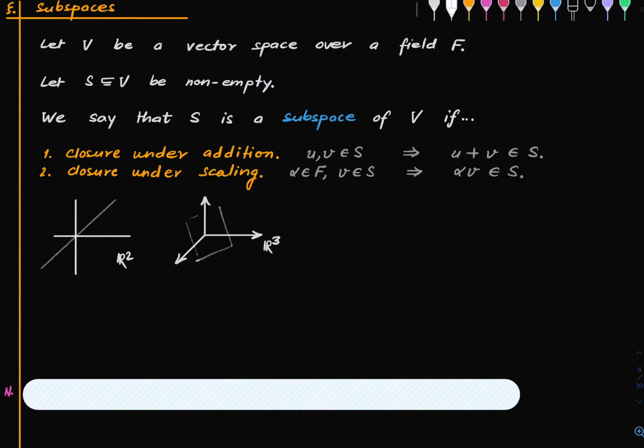So something like that. I mean, my drawing is not great here, but I intend this to mean a plane passing through the origin. So it passes through this point and it's a plane. And this you can verify is also a subspace of R3. So these are two examples.